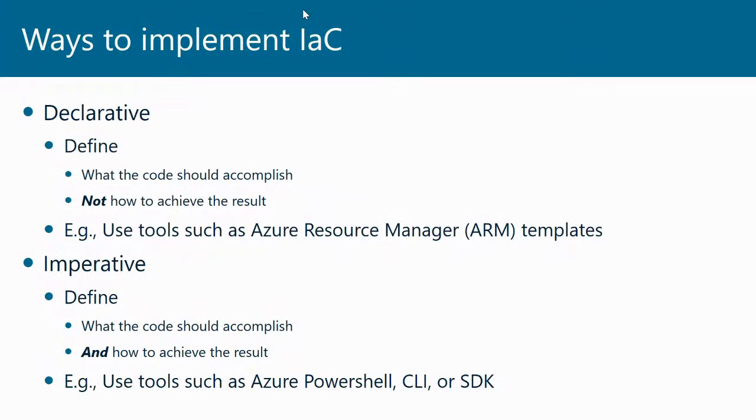Okay, here are the ways to implement IaC now. There's a declarative way and there's an imperative way. The declarative way is to define what the code should accomplish and not, very critically not, that's why I highlighted that both in italics and boldface type, the word not, how to achieve the result. And this uses tools like Azure Resource Manager or ARM templates.